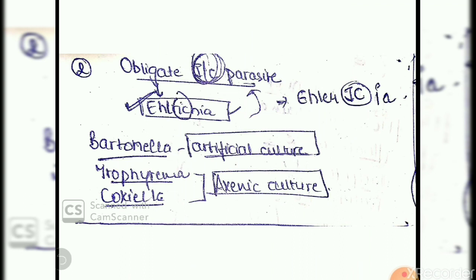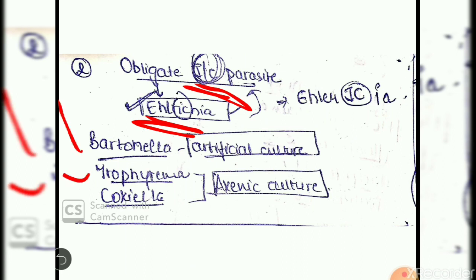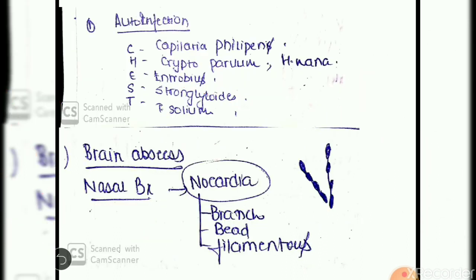The next thing that we have is an obligate intracellular parasite. So Ehrlichia is an obligate intracellular parasite. Then we have Bartonella, which has to be grown in artificial culture, Tropheryma and Coxiella. This Coxiella has been already asked, right? The next question we have is on autoinfection. So autoinfection is seen in Pneumocystis, Capillaria, Cryptosporidium parvum, Enterobius, Strongyloides, Taenia solium.